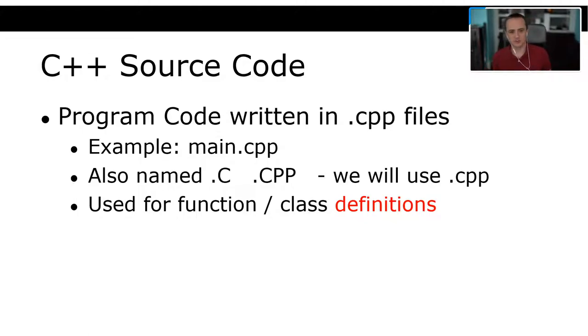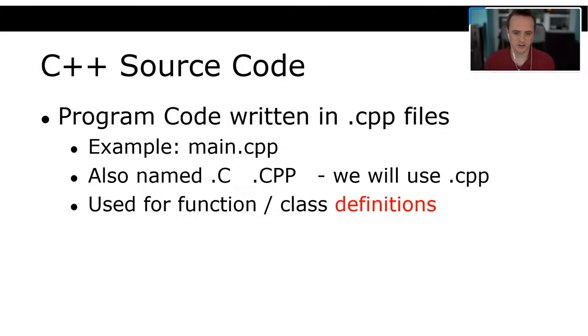Now, when it comes to the source code, the program code is going to be written in CPP files, all right? So for example, we will have main.cpp. It doesn't need to be called main.cpp. Here's a big difference between Java and C++: in C++, the name of the file essentially means nothing, okay? You could have a file that was called vector.cpp, and inside that file, there was a student class, okay? The naming of the file is only there for your bookkeeping purposes.